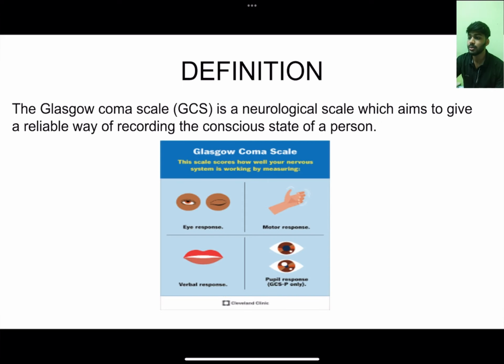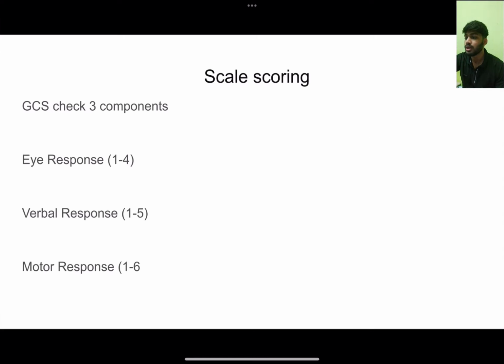Definition: The Glasgow Coma Scale is a neurological scale which aims to give a reliable way of recording the consciousness state of a person. So we can see the scale and scale scoring. GCS checks three components: eye response, which is scored 1 to 4, verbal response 1 to 5, and motor response 1 to 6.